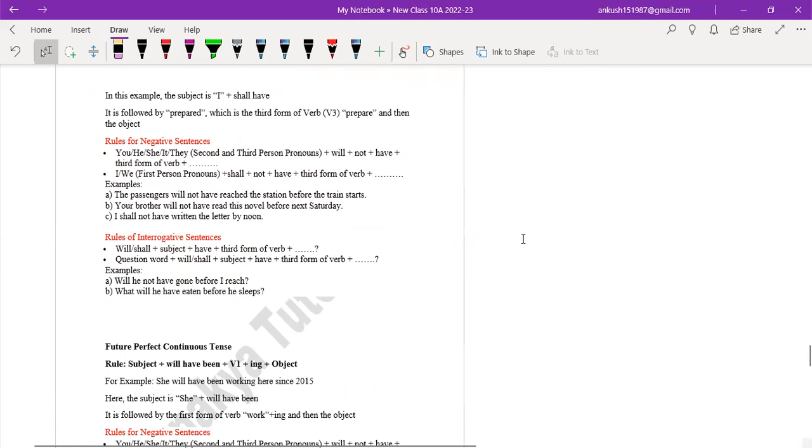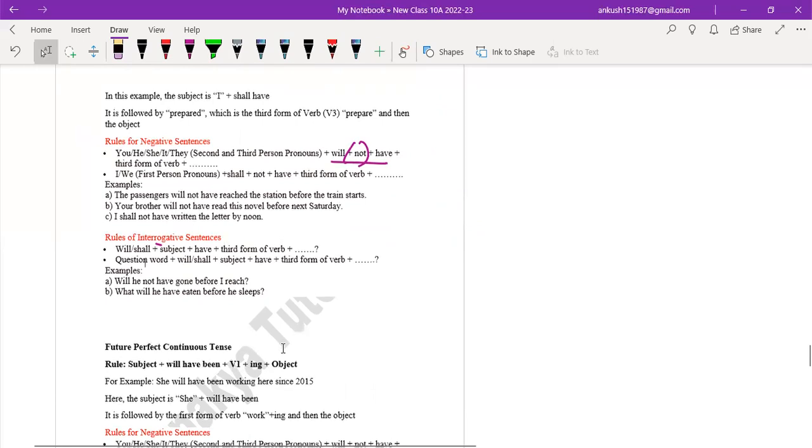Same things are repeated over here. Within the combined helping verb, you have to use not if you want to make it a negative sentence. For an interrogative sentence, definitely you have to put the helping verb in front of the subject and the rest of the things would be as it is.